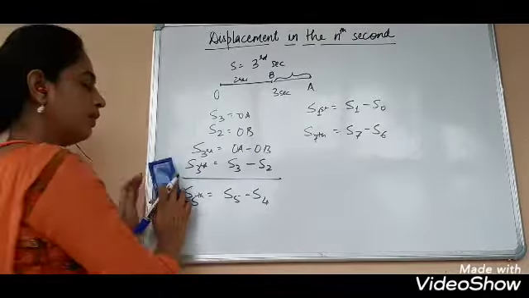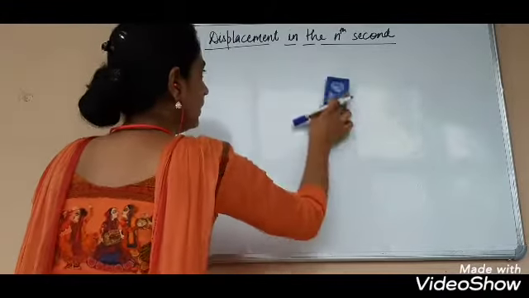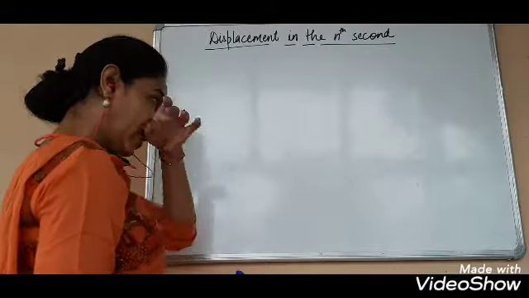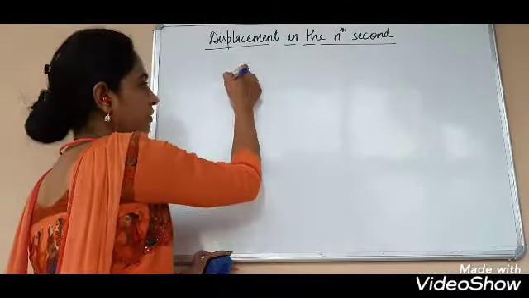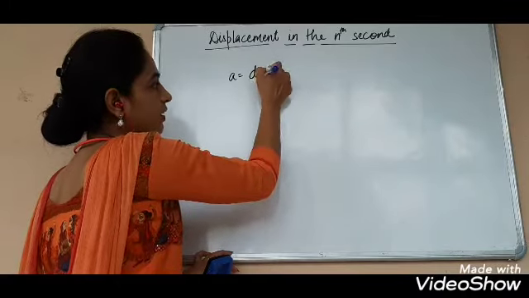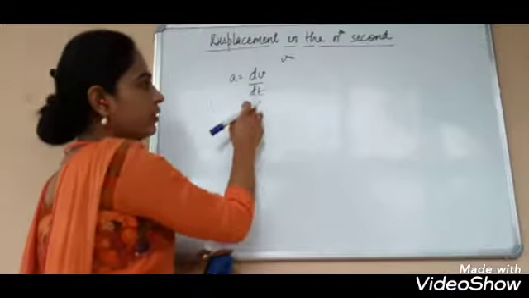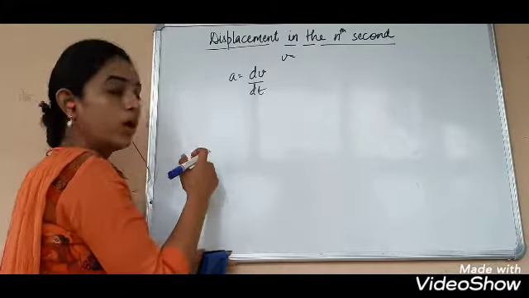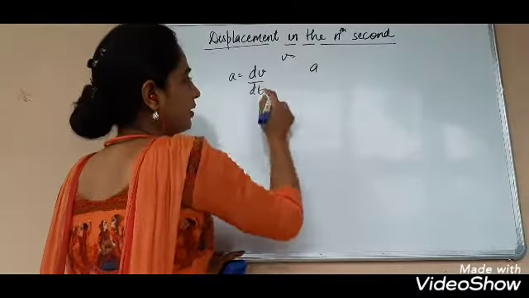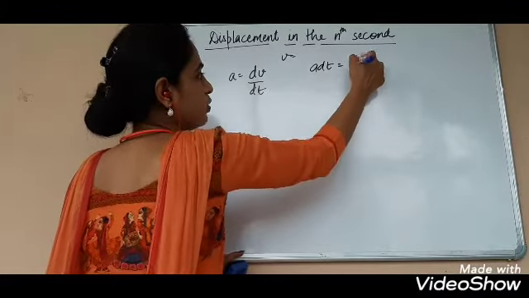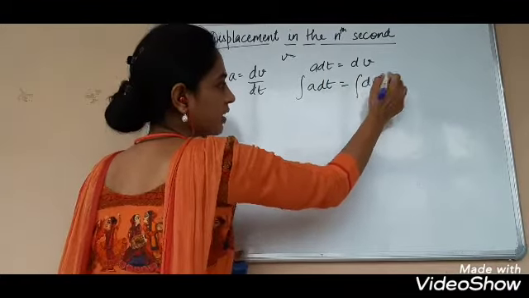One more thing to remember before we take examples on this topic. If you have velocity and you have to find acceleration, then we know a equals dv by dt. If velocity is given, you can differentiate it and find acceleration. What if acceleration is given and velocity is asked? Then what do you do? Take this up: a dt equals dv. Integrating both sides, integration of a dt is integration of dv.